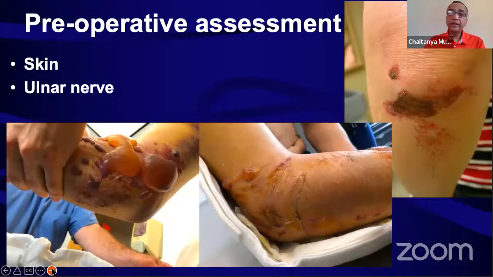You want to make sure the skin doesn't look like this, because if it does, then you should absolutely wait to operate on this patient until all the blisters are gone and the skin looks healthy. Now, this is not a small abrasion in the picture on the right. This is a full thickness skin injury. And if you operate through this, it will break down for sure. You also want to get a good exam of the ulnar nerve.